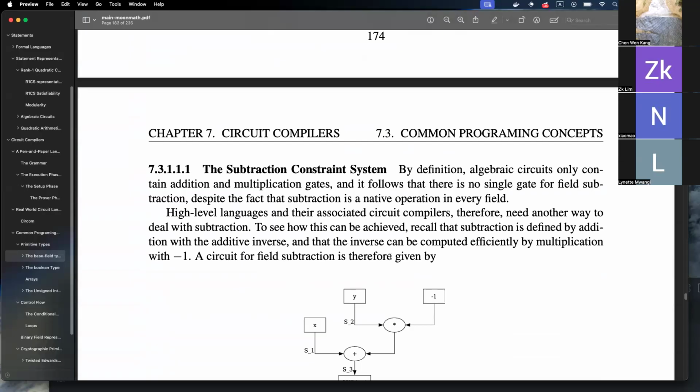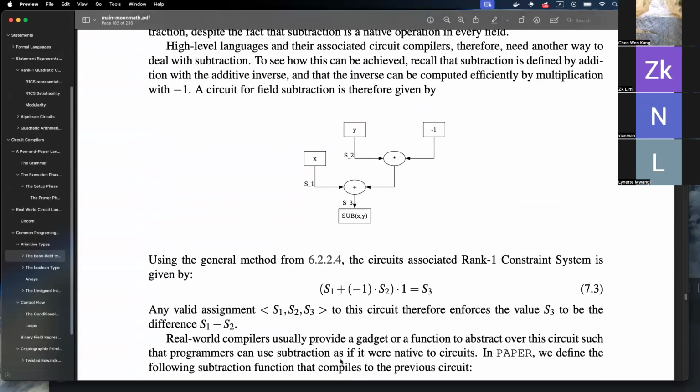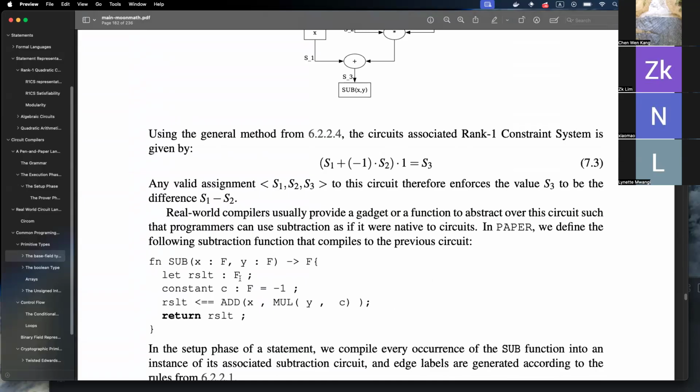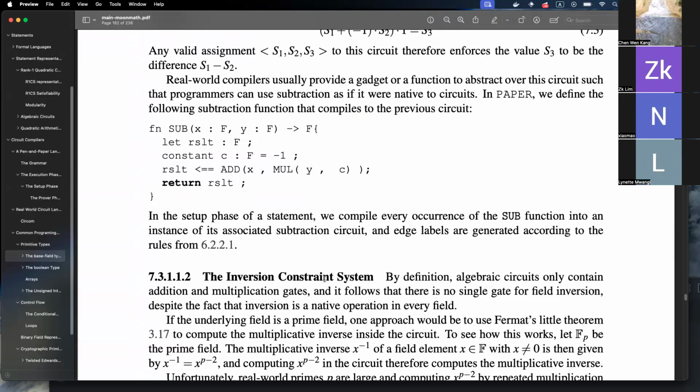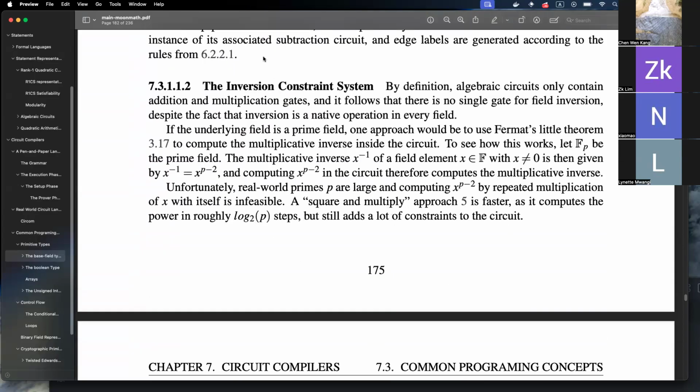Subtraction constraint system: it talks about how subtraction can be done in this case, and it's a circuit essentially. It's basically saying that all of these operations you can treat as a new circuit that is written. Funny enough, a lot of the current latest VMs do the same thing. They have some primitive operations implemented via a circuit and include them by default, so you can use them very easily.